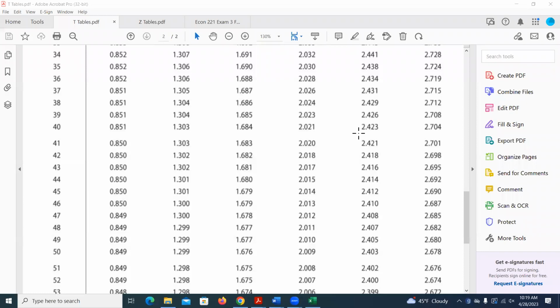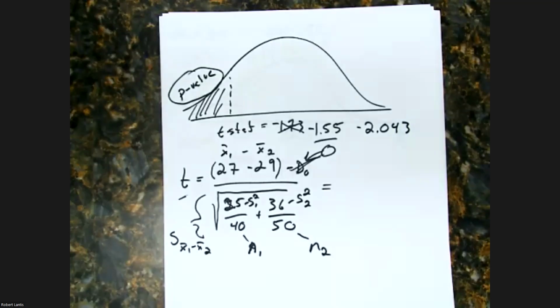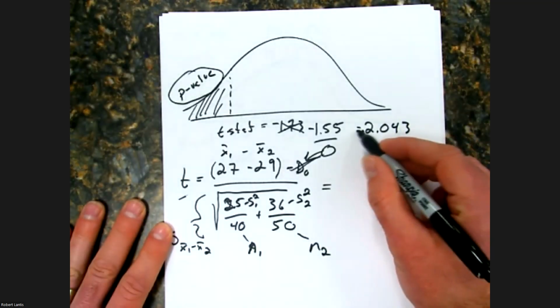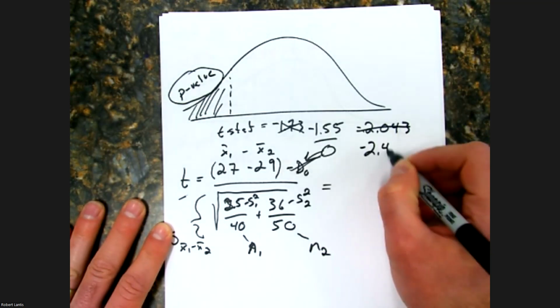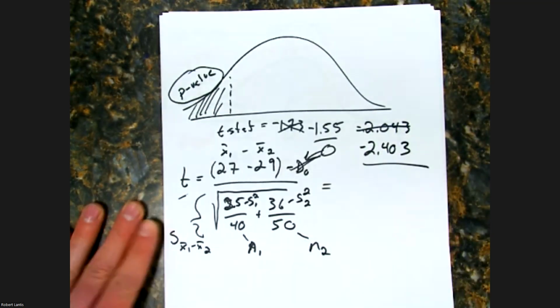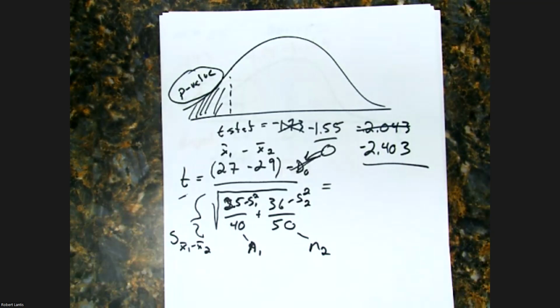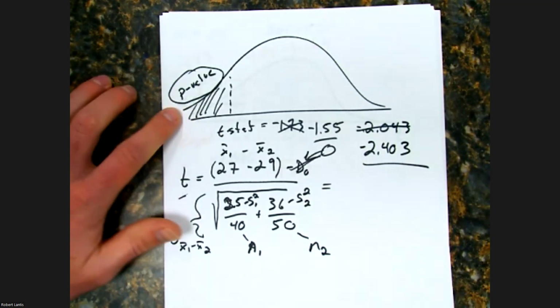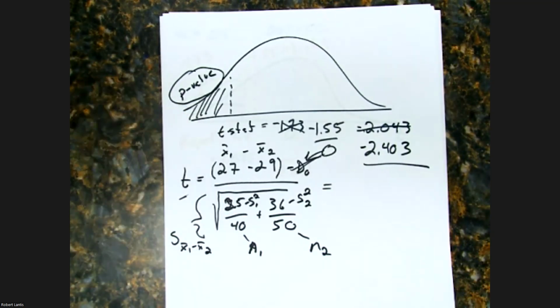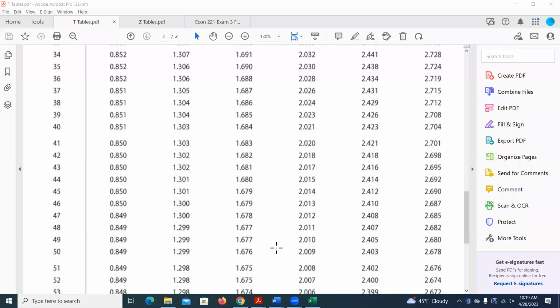No, 2.403. So let's say I instead gave you this assumed true test statistic of negative 2.403. And then I asked you to find the p-value, right? The area to the left. So if you go to your table at degrees of freedom of 50, you go over, sure enough, you can find that value of 2.403.